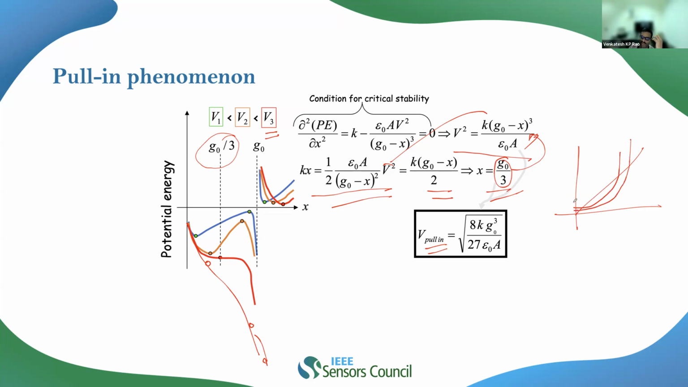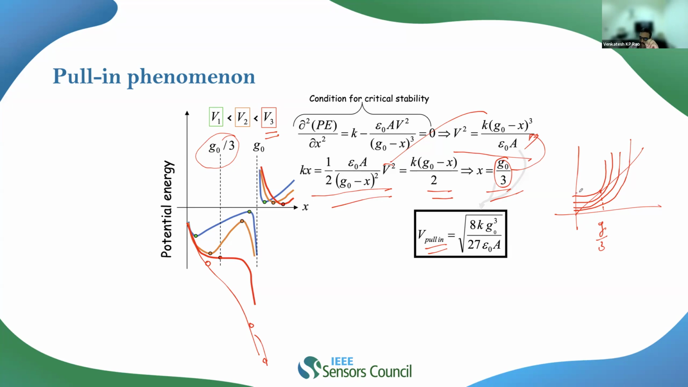So if I keep on increasing the value of potential, then my electrostatic forces will further increase. At one value of potential, this electrostatic force will asymptotically touch this. And this is my G by 3, the deflection, right? And the voltage corresponding to this is my pull-in voltage. So in this case, my spring force and electrostatic force both are equal.